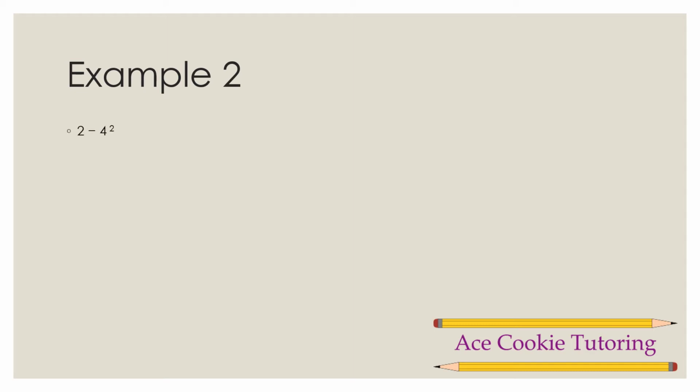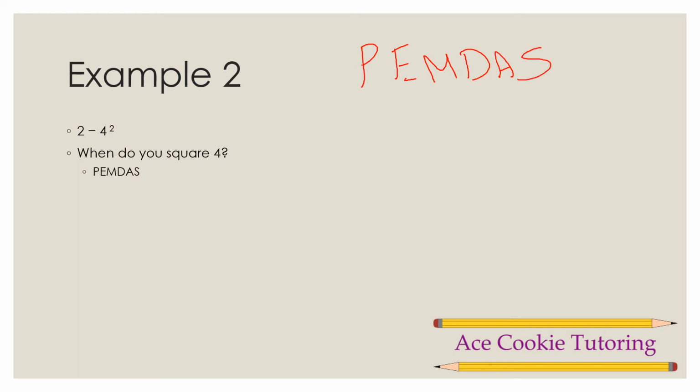So this one is 2 minus 4 squared. This looks a little different than example number 1. I need to decide when I'm going to square that 4. I didn't have any exponents in the last one, so let's look at PEMDAS again and decide when I need to do exponents. So I'm going to have PEMDAS, and that is please excuse my dear Aunt Sally. It's a really great way to remember it.